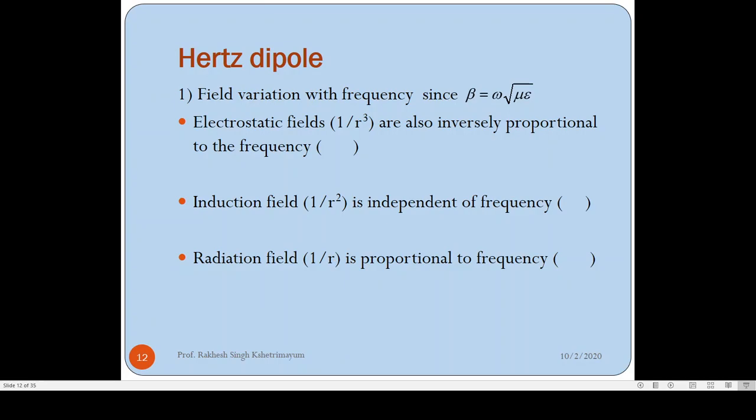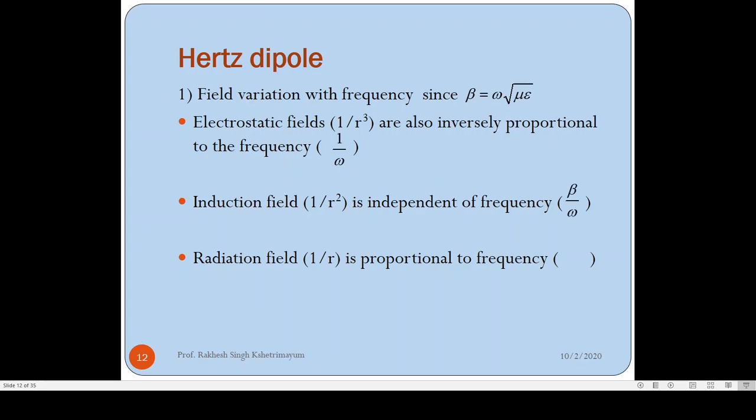And one more close observation is that fields which are varying with respect to 1 by r cube is inversely proportional to omega. That means as we go for higher and higher frequency, these fields will become more and more smaller. That means electrostatic fields are becoming smaller and smaller when we go for a higher frequency.